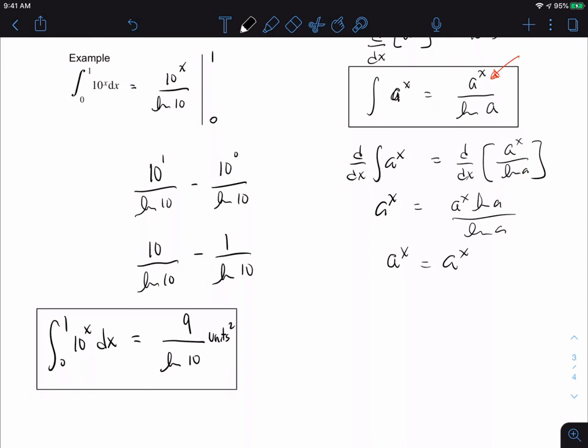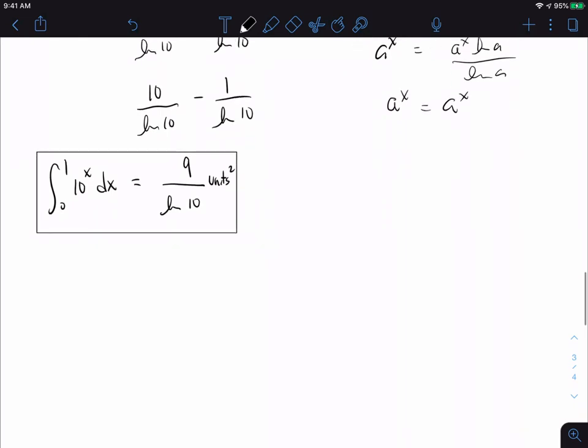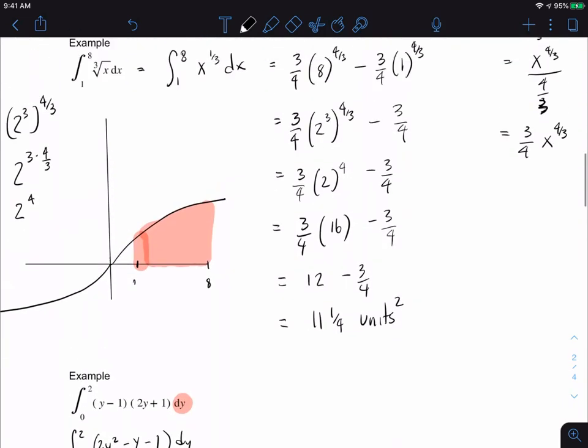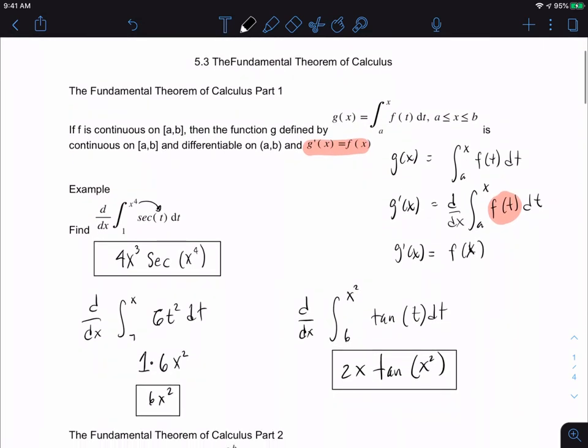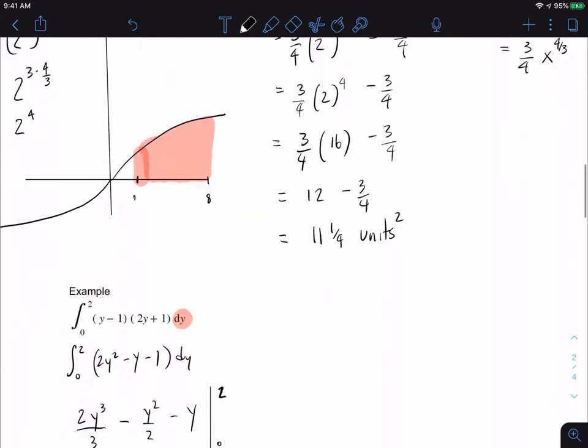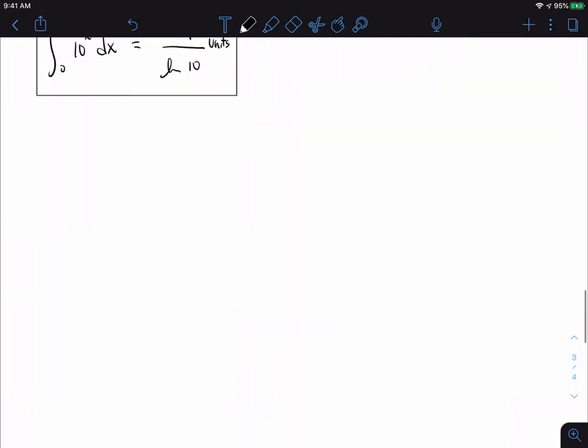Can I go back to the Fundamental Theorem of Calculus Part 1? All right, cool. So check this out. What was that first problem we had? Okay, cool. It's from 1 to x to the 4th of secant t dt, right? With respect to x. That was the problem.